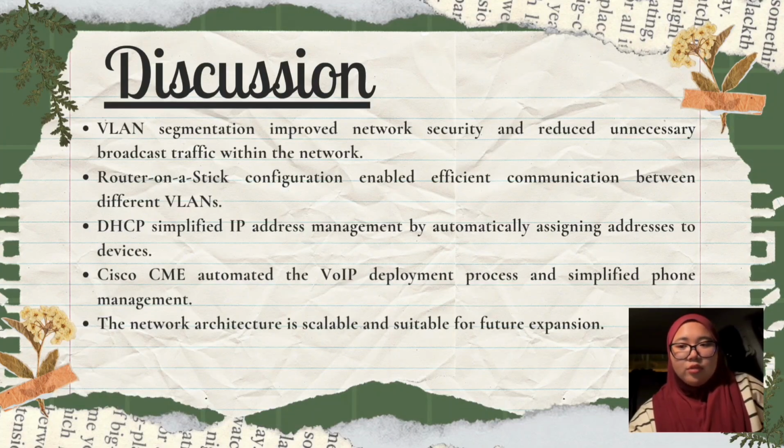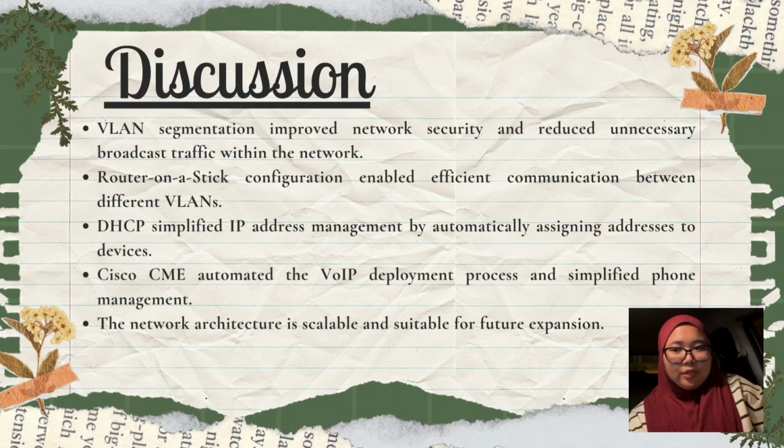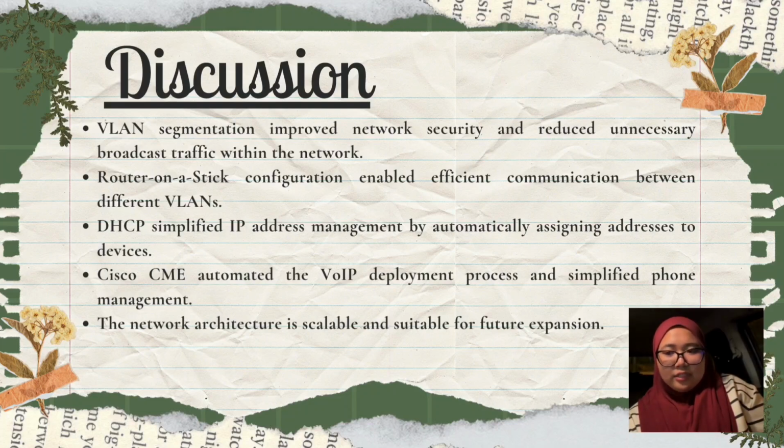Discussion. From the project implementation, we found that VLAN segmentation improves network security and reduces unnecessary broadcast traffic. Router on a stick enables efficient inter-VLAN communication, while DHCP simplifies IP address management. Cisco CME also automates phone deployment and simplifies management. Overall, the network architecture is scalable and suitable for future growth.